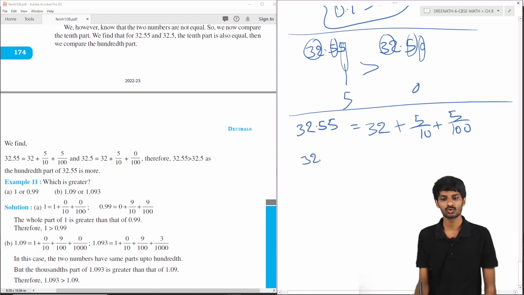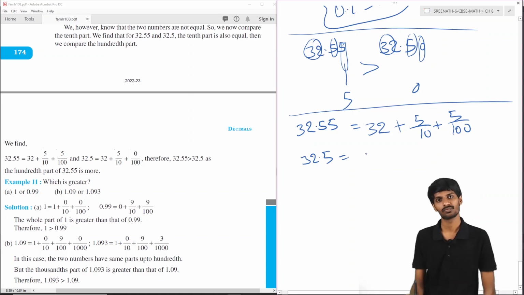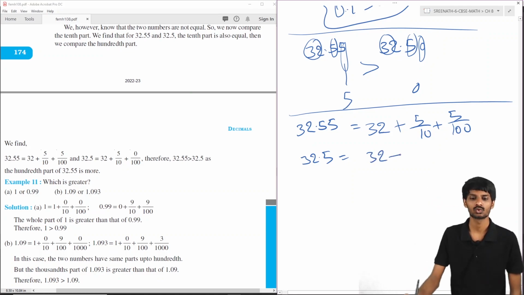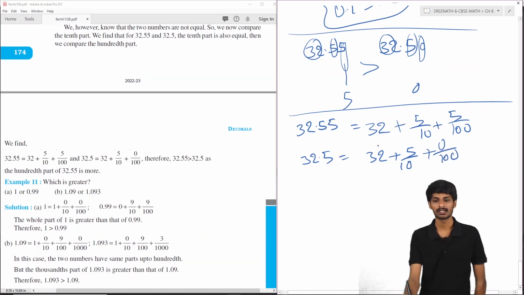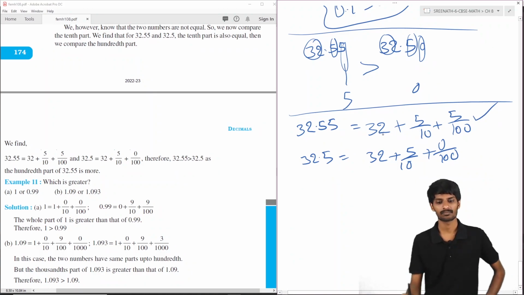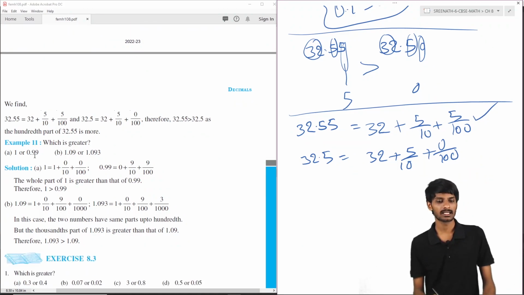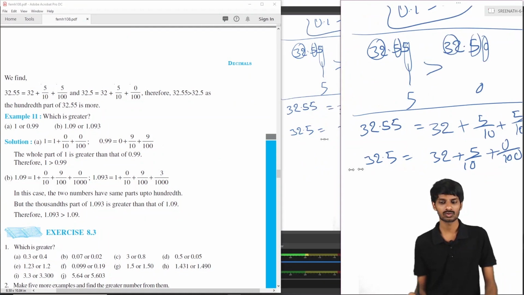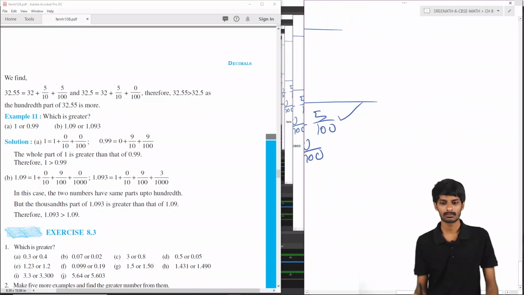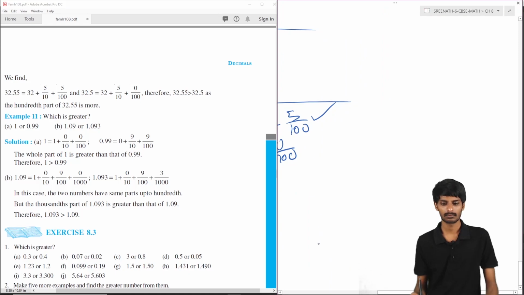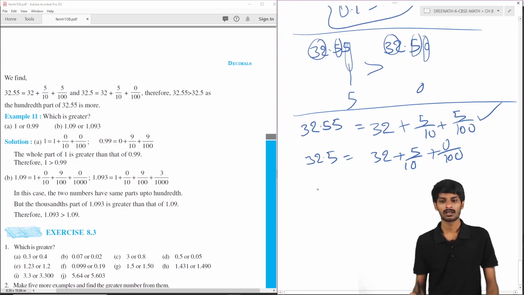And if you write 32.5, how many tens? That is 3. How many ones? That is 2, plus 5 by 10. How many 100ths? There are no 100ths. So if you see clearly, the first is greater. Now here are two numbers, students. You have to tell me which is greater.